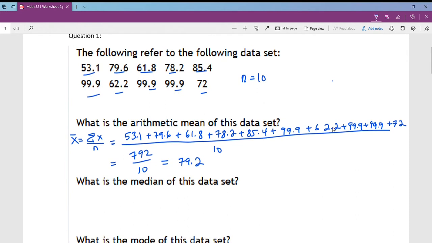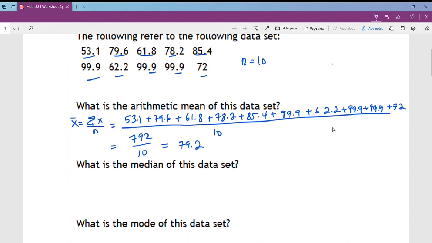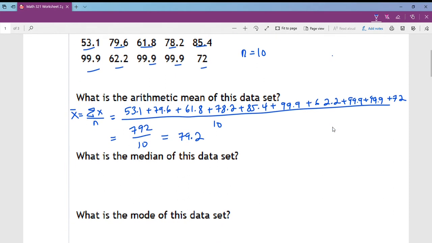Let's look at the second part of the question. What is the median of the data set? In order to do this one, we have to make sure it's in order from smallest to biggest. So let's organize the data set from smallest to biggest.